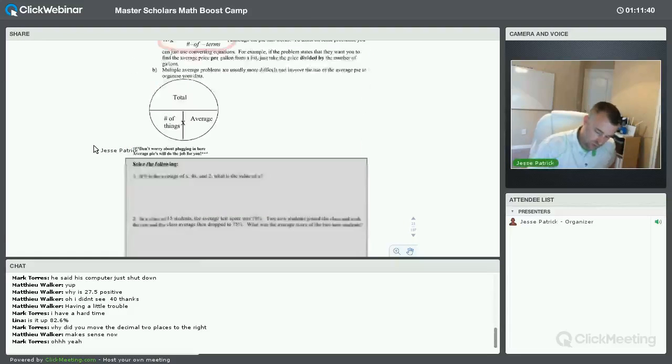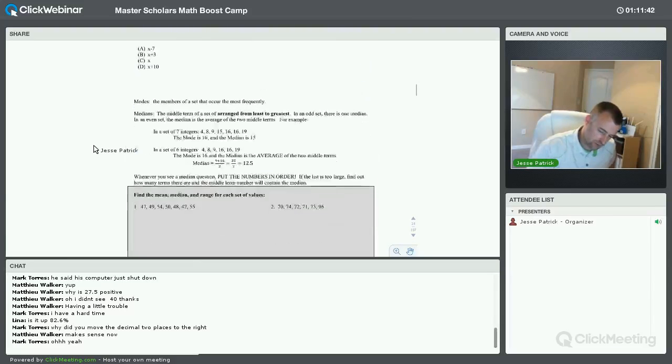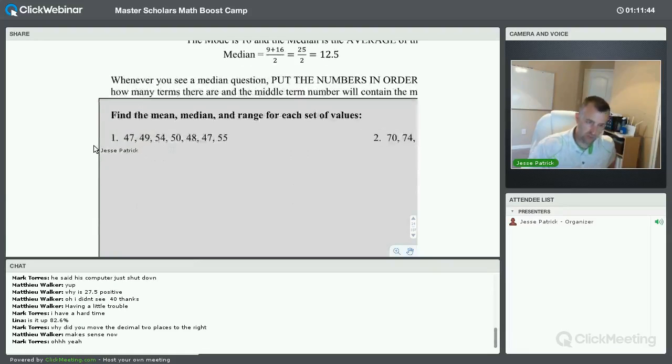So if I was going to find the average of these two sets, I'm going to do means first, both of them, then I'll do both the medians, and I'll do both the ranges. So for this first one, I'm going to find the mean, and all you're going to do is add up all those numbers. If you add them up, make sure you get what I get. I'm going to add 47 plus 49 plus 54 plus 50 plus 48 plus 47 plus 55, and I get 350.